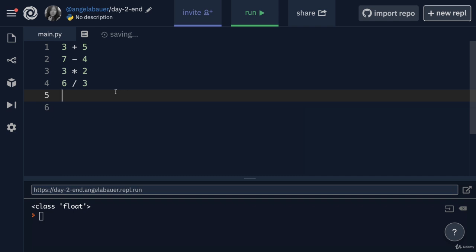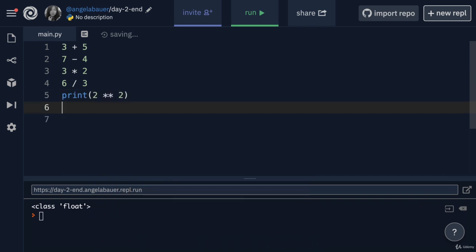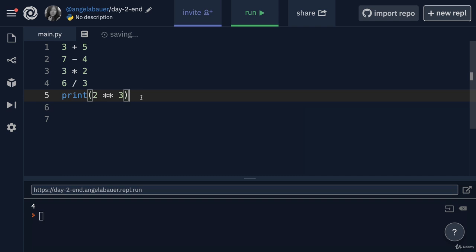Now, the last one that's really useful is 2 asterisk signs. And this gives you access to the exponent, or when you want to raise a number to a power. So for example, if you wanted to get hold of 2 to the power of 2, then you would write it like this. And 2 to the power of 2 is, of course, basically just 2 times 2, which is going to be equal to 4. Now, if I change this to 2 to the power of 3, then that's going to be 2 times 2 times 2. So that should be 8, and so on and so forth.